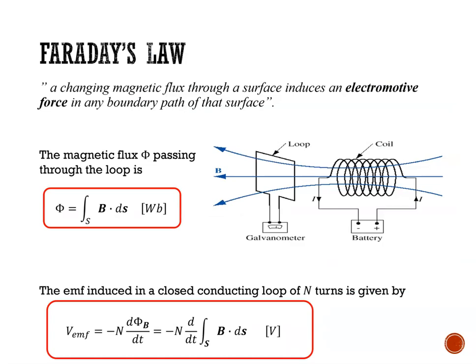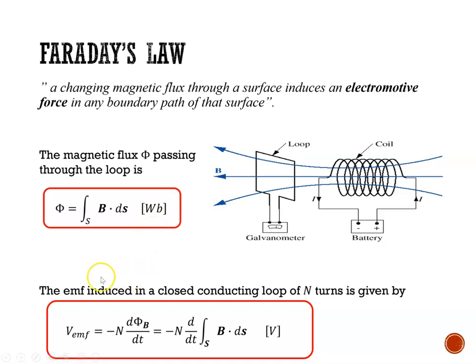Faraday's law. Faraday's law states that a changing magnetic flux through a surface induces an electromotive force in any boundary path of that surface. The magnetic flux, denoted by phi here, passing through the loop is given by the first equation. So flux is equal to the integration of the magnetic flux density B through a surface, with respect to the surface. Flux is measured in Weber.